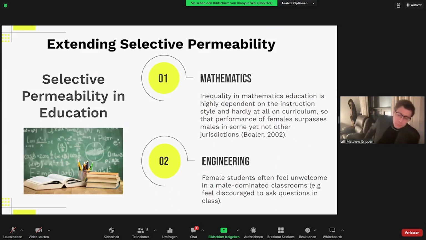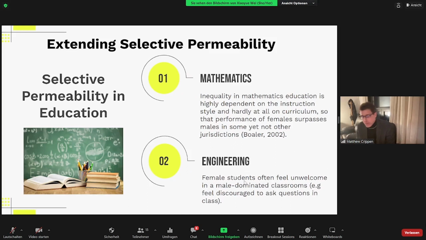Okay, and some other things that we looked at. The study we were talking about in this case was from the previous year. Then in the more recent year, we actually looked at education, where we also got some gendered results. We had some engineering students who again feel unwelcome within male-dominated classrooms. And there are some interesting results, not ours, on mathematics.